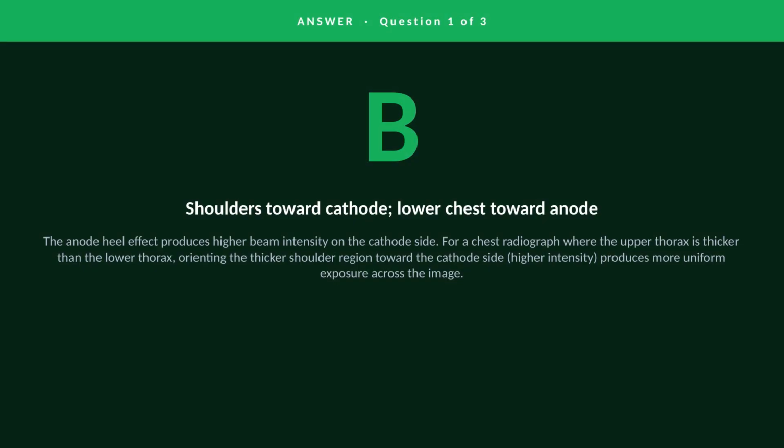The answer is B, shoulders toward cathode side, lower chest toward anode side. The anode heel effect produces higher beam intensity on the cathode side, orienting the thicker shoulder region toward the cathode side produces more uniform exposure across the full chest image. Apply this principle whenever significant thickness gradient exists along the long axis of the field.